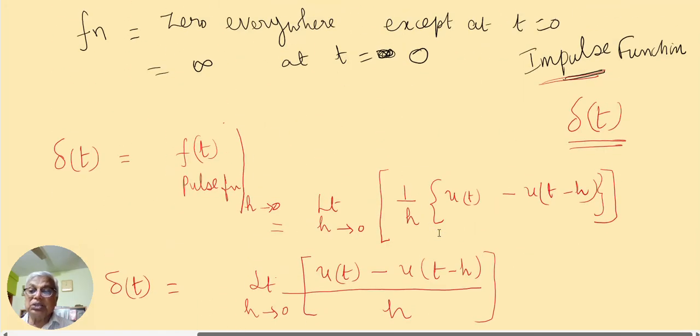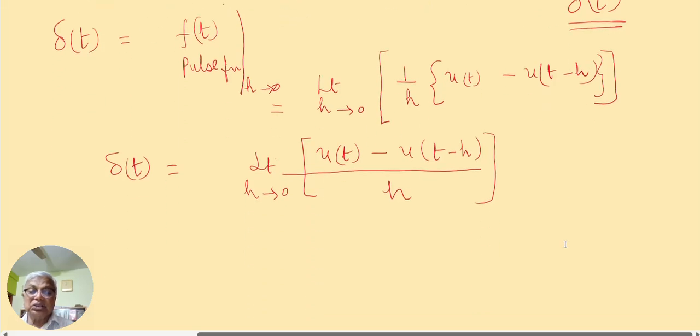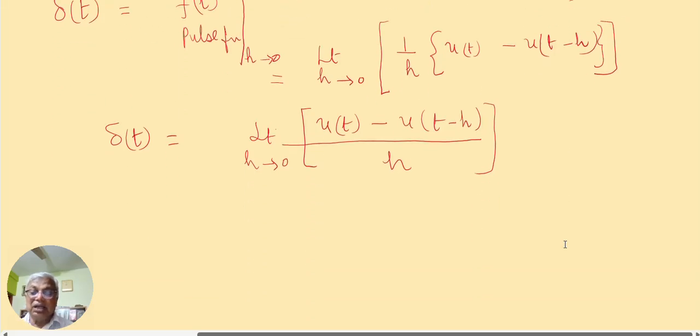So this is known as the unit impulse function, and the equation is this. This is known as the unit impulse function because the area under the curve is 1. So we call it the unit impulse function. Well, now let us find the Laplace transform of this.